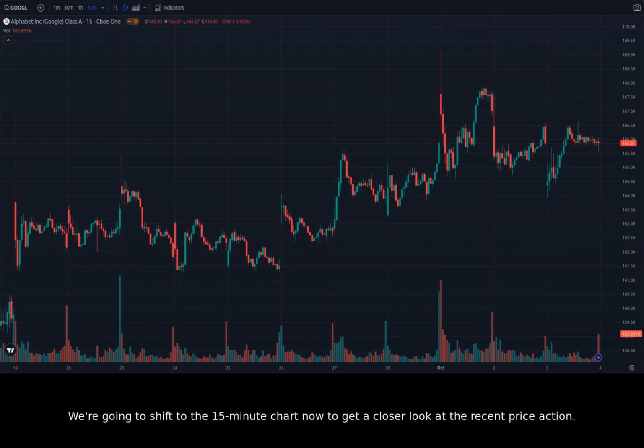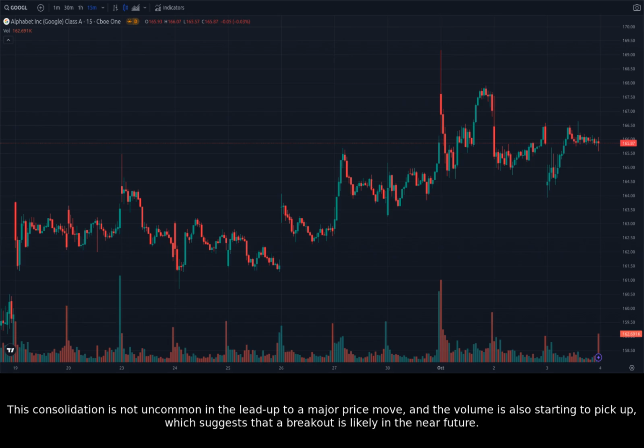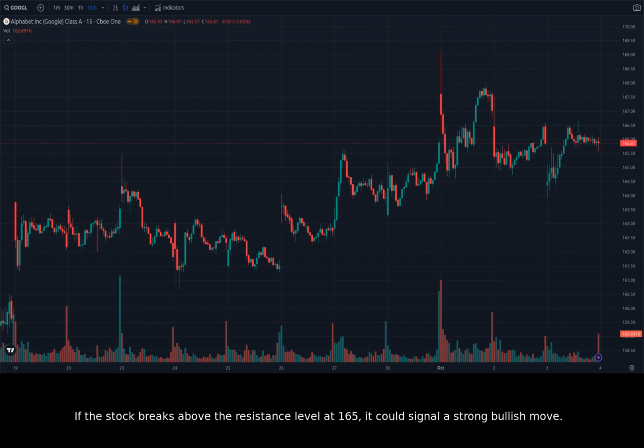We're going to shift to the 15-minute chart now to get a closer look at the recent price action. The 15-minute chart shows that Google has been trading in a narrow range for the past couple of hours. This consolidation is not uncommon in the lead-up to a major price move, and the volume is also starting to pick up, which suggests that a breakout is likely in the near future. If the stock breaks above the resistance level at 165, it could signal a strong bullish move.